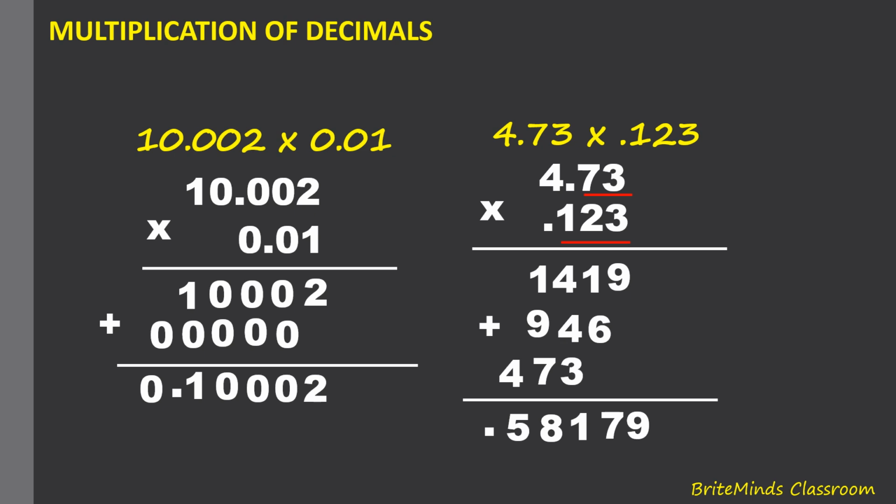So point 58179, or if you like, you can add 0. So this is our answer for 4.73 times 0.123.